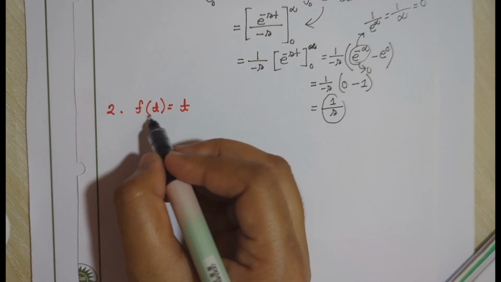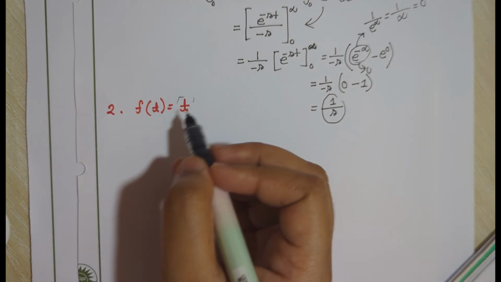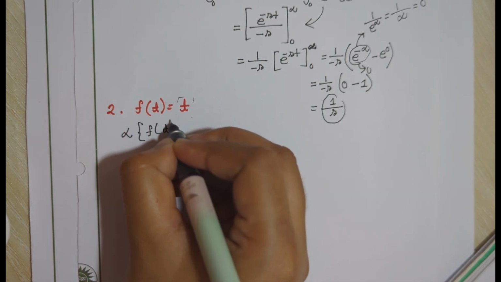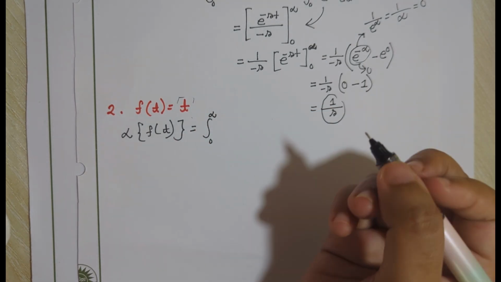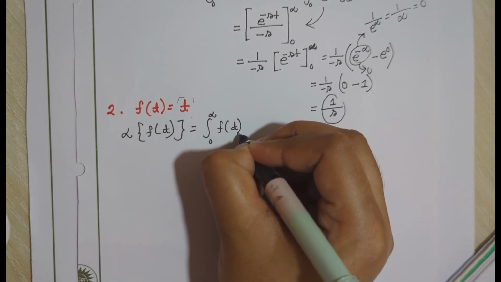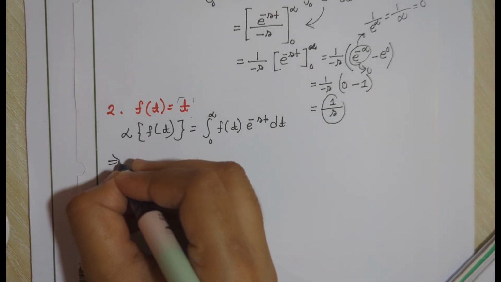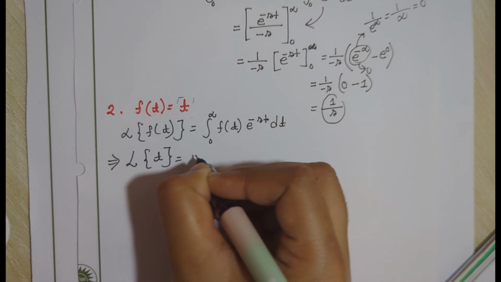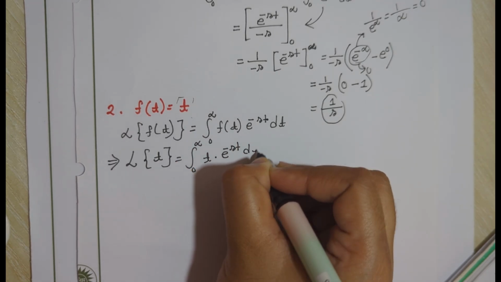Now our second question is f of t equals t, meaning this is a function of t and here our function is also t. Let's find the Laplace transform of this f of t function. At first we will write down the basic formula of Laplace transform, which is the integral from 0 to infinity of f of t e to the power minus st dt. Now we write the function as t: 0 to infinity t into e to the power minus st dt.